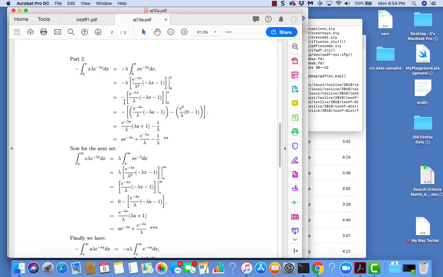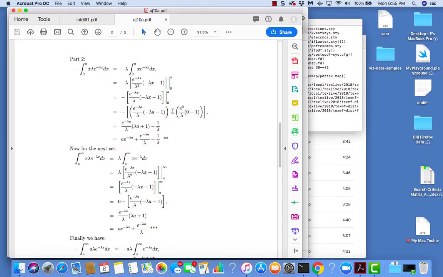So I have minus this whole bracketed term, e to the minus lambda x over lambda times the quantity minus lambda x minus 1, and I'm evaluating that from a to 0. When I do the evaluation, I'm going to have e to the minus lambda a over lambda times minus lambda a minus 1, minus e to the 0 over lambda times the quantity 0 minus 1. Okay? So then when I go ahead and multiply my minus sign through, it changes the signs here.